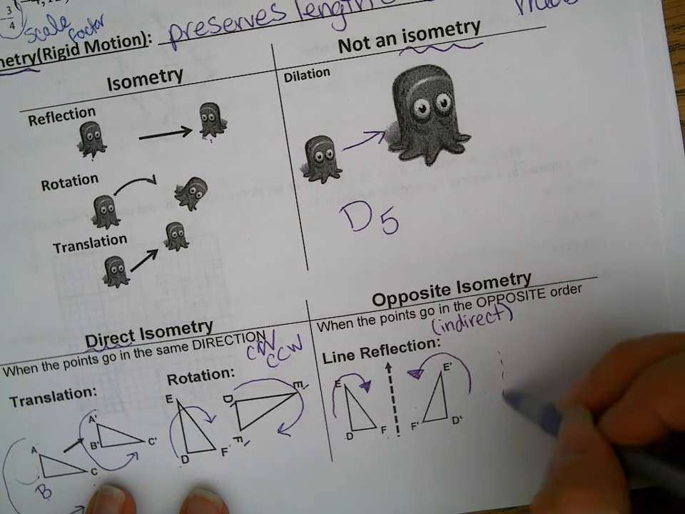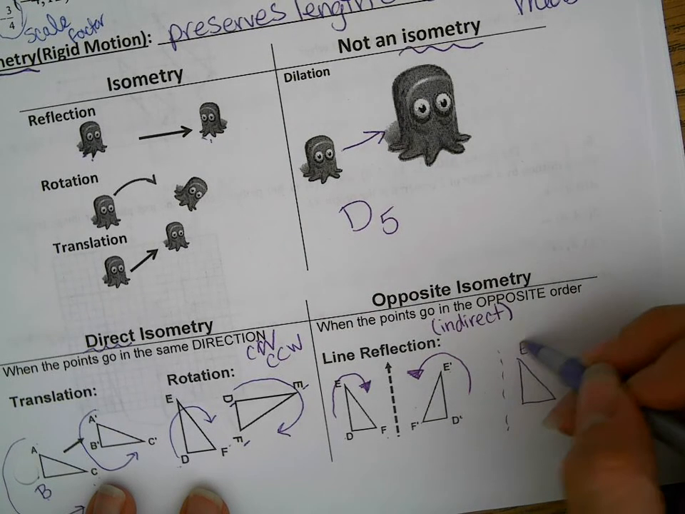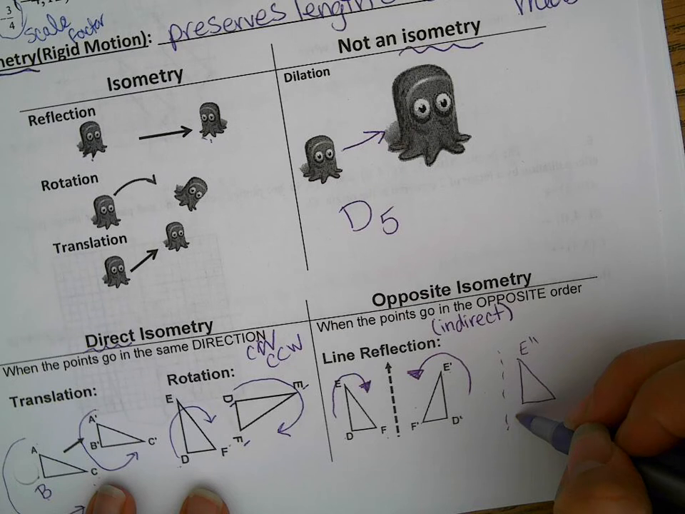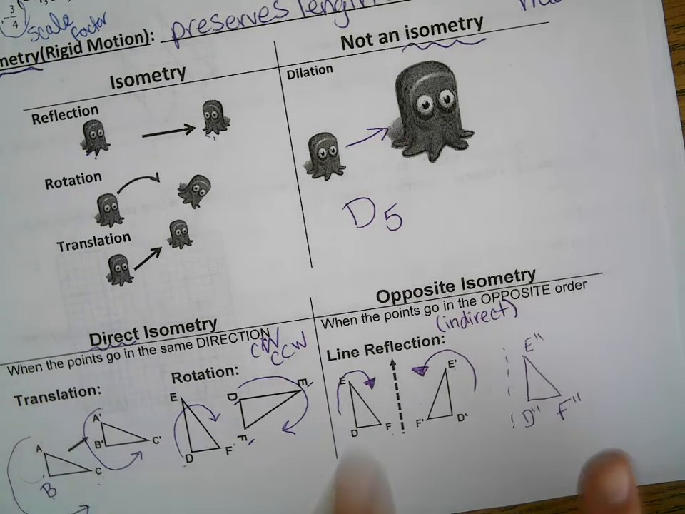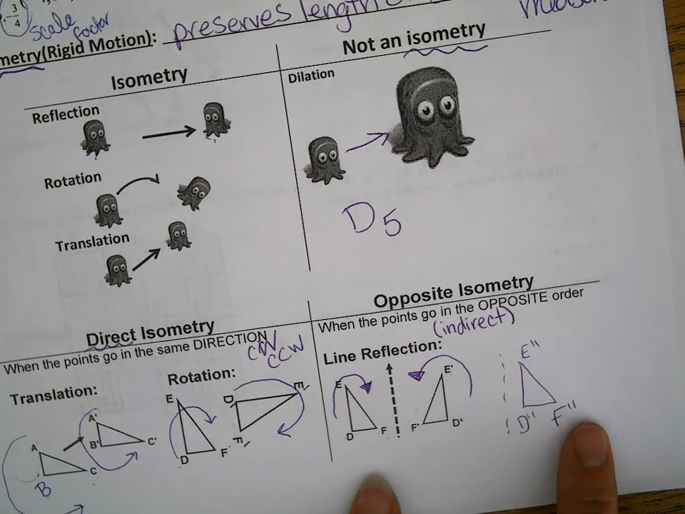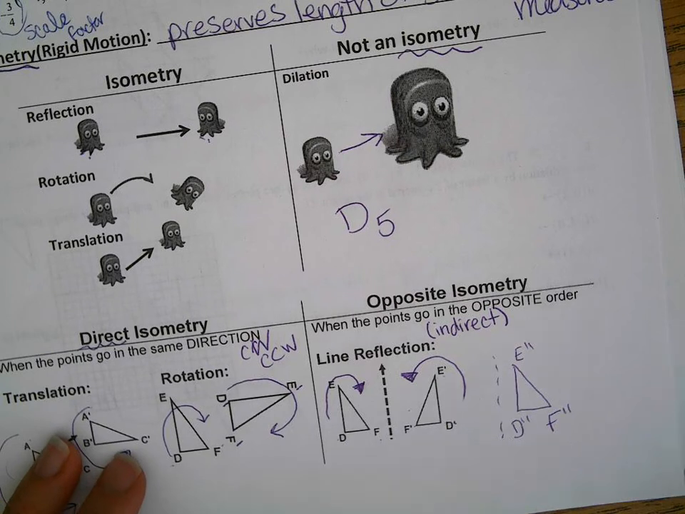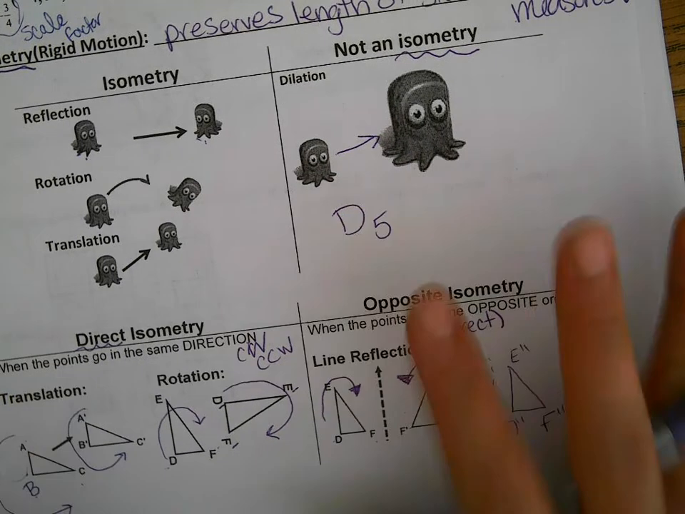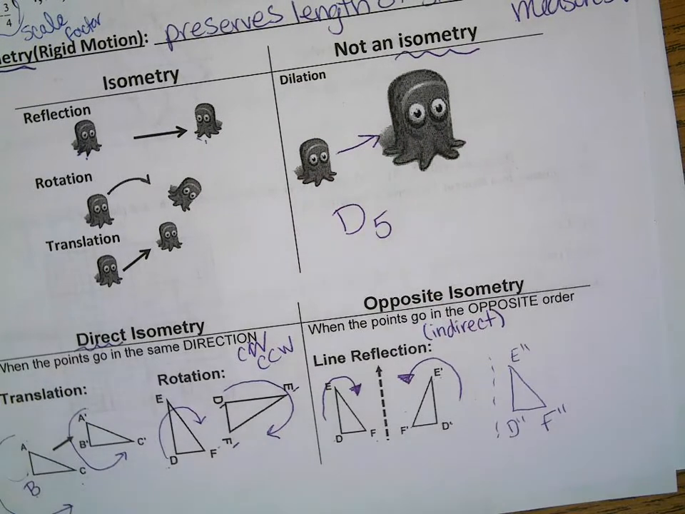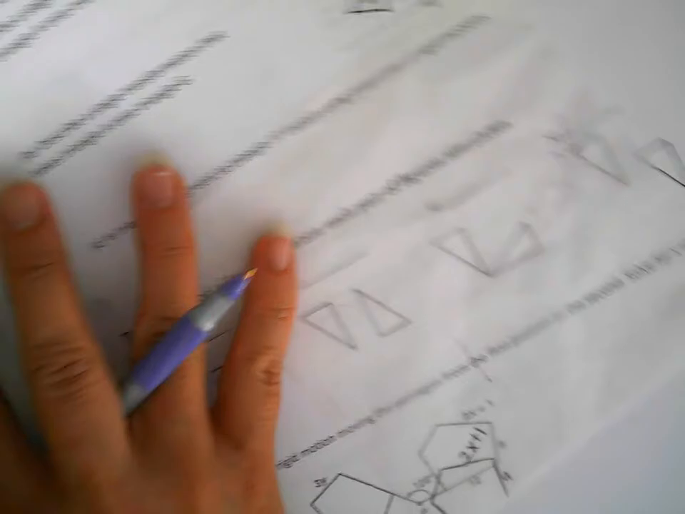Now, if I were to reflect that shape again over a new line, E double prime, D double prime, F double prime, the first to the third would stay the same. So double line reflections end up being a direct isometry, but that's just a little bit of extra vocab that might come up in a multiple choice question or two. This topic, again, is not on the quiz that you have in class this week, so don't stress too much there.